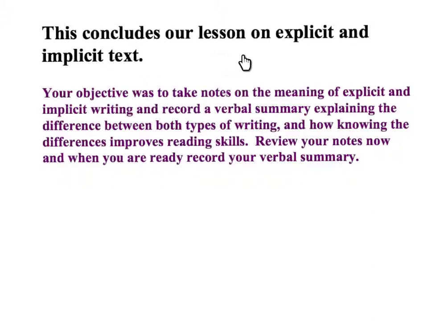This concludes our lesson on explicit and implicit text. Your objective was to take notes on the meaning of explicit and implicit writing and record a verbal summary explaining the difference between both types of writing and how knowing the difference improves reading skills. Go ahead and review your notes now, and when you are ready, record your verbal summary.